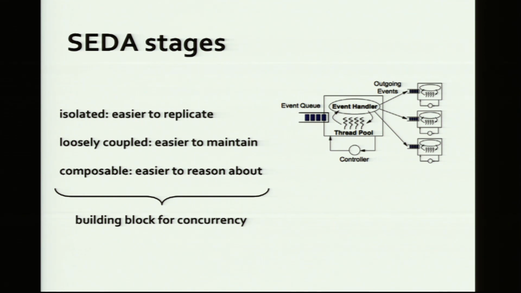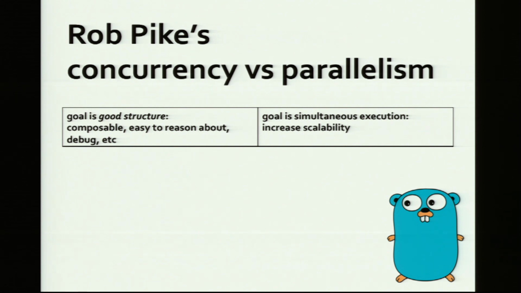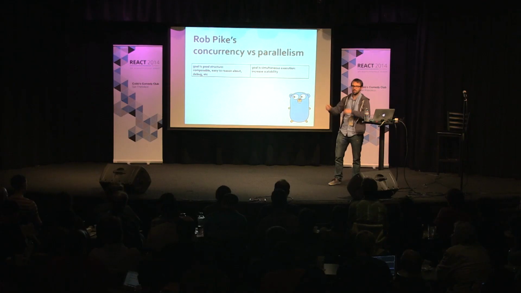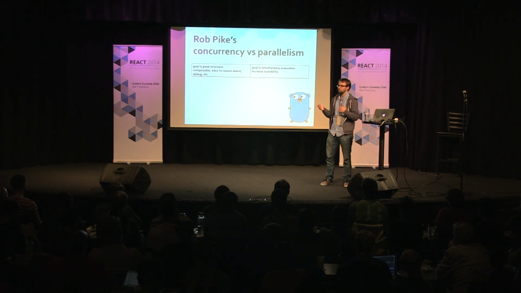And when I started to think about how I wanted to talk about concurrency in this talk, and specifically how it relates to parallelism, I decided that the right way to do it was to explain concurrency and parallelism based on the way Rob Pike explains them, because I think that he's got it really, really right. In concurrency, the goal is not actually to run things in parallel, but to think about what it takes to have a good structure to your software. Where good structure means it's composable, it's easy to reason about, it's easy to debug, and so forth. It's easy to hook together.